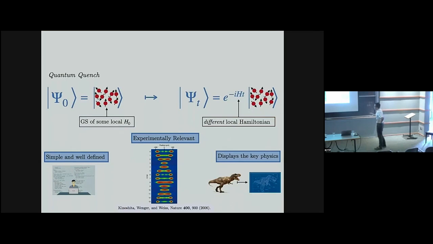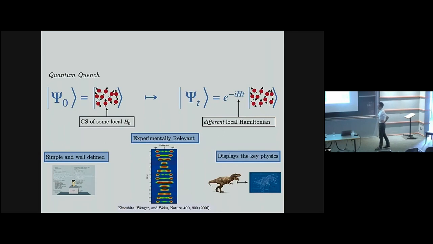You probably remember this picture from the talk of Sarang yesterday. This is a famous experiment called quantum Newton's cradle that was realized in 2006 in the group of David Weiss at Penn State, and it is about the quantum quench. And the third point is that even if it's so simple, it allows us to study the main physical processes happening out of equilibrium.